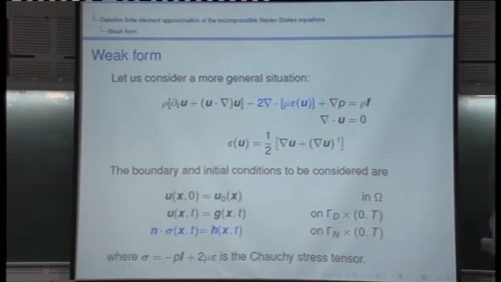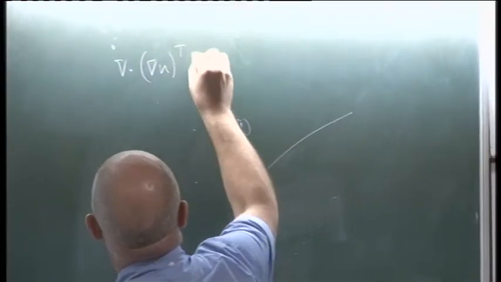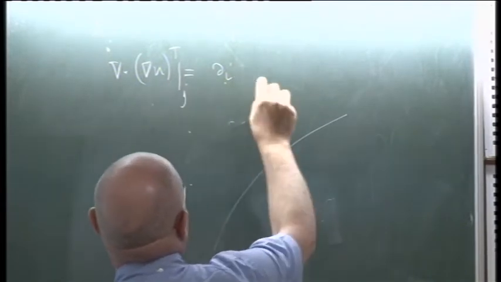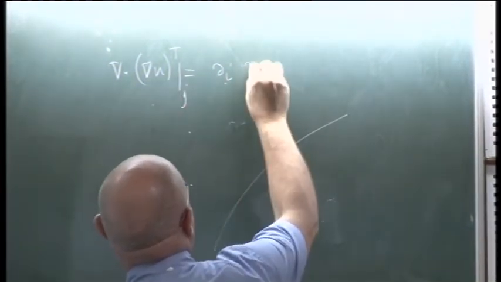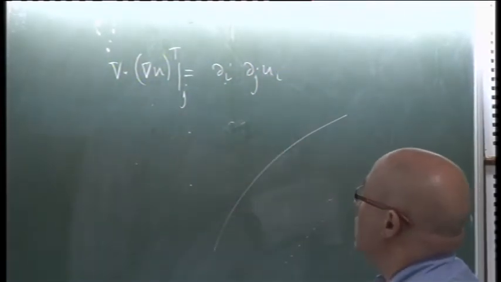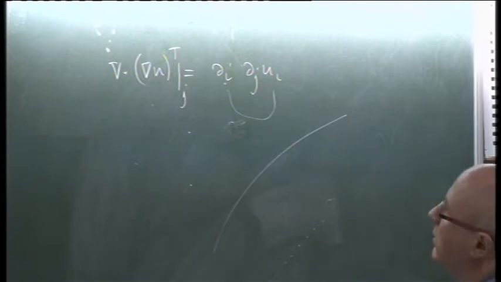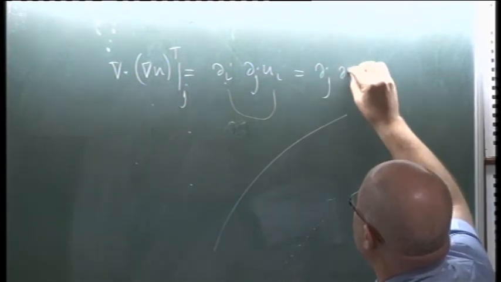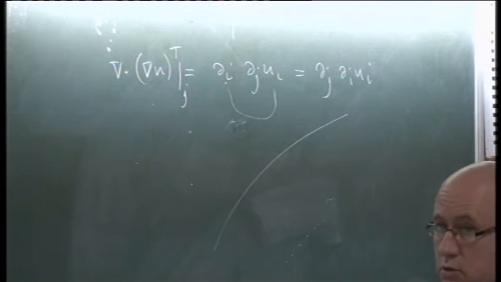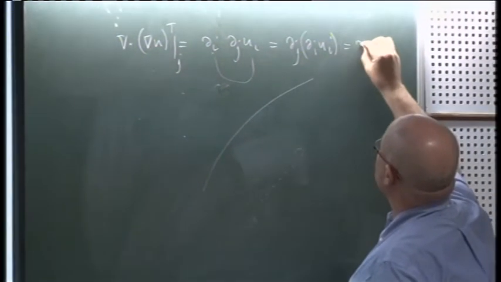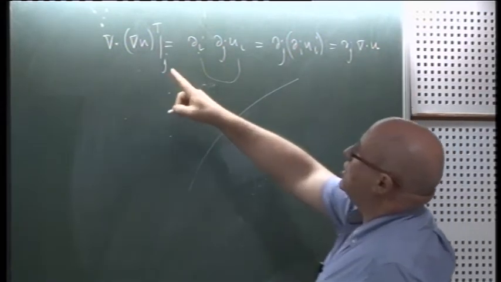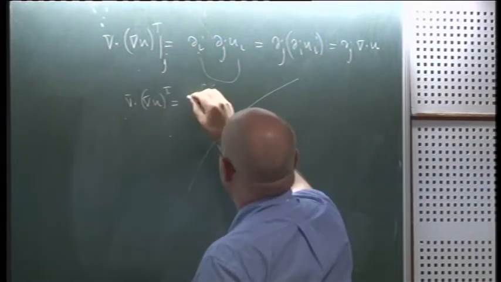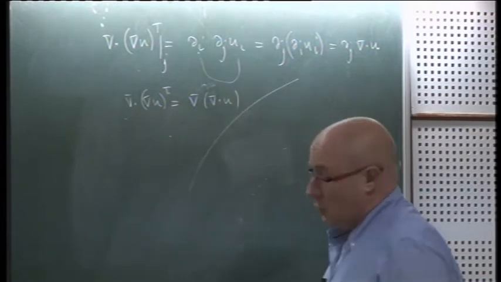So the divergence of the gradient transposed, the component j of this is the i derivative, instead of the i derivative of u_j, is the j derivative of u_i, because we have a transpose here, summing for i, keeping j fixed and summing for i. If you assume that derivatives commute, so Schwarz's theorem holds true, this is equal to this. And that is precisely the divergence. So this is d_j of the divergence of u. This is the jth component. So altogether, the divergence of the gradient transposed will be the gradient of the divergence.